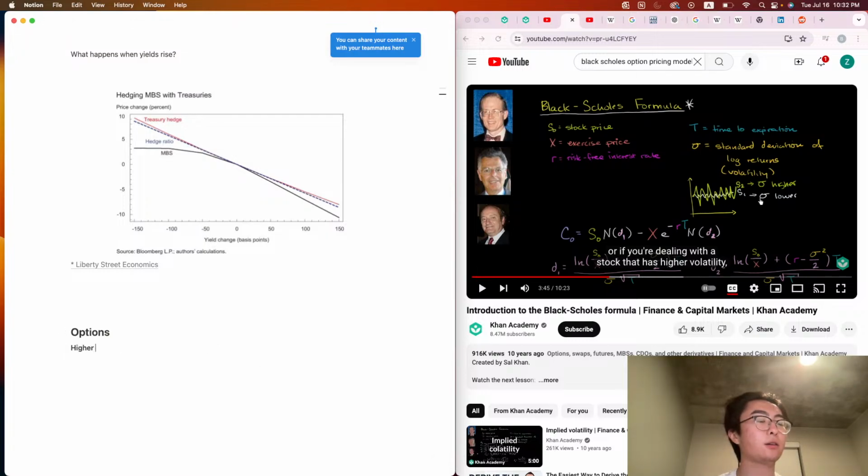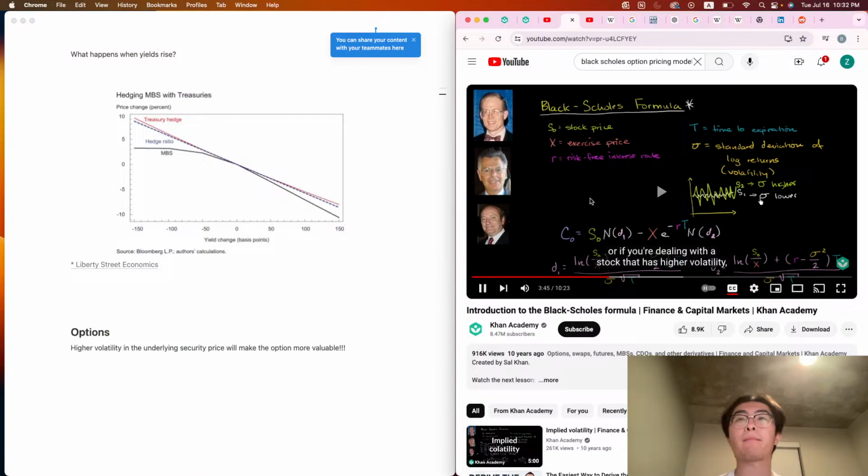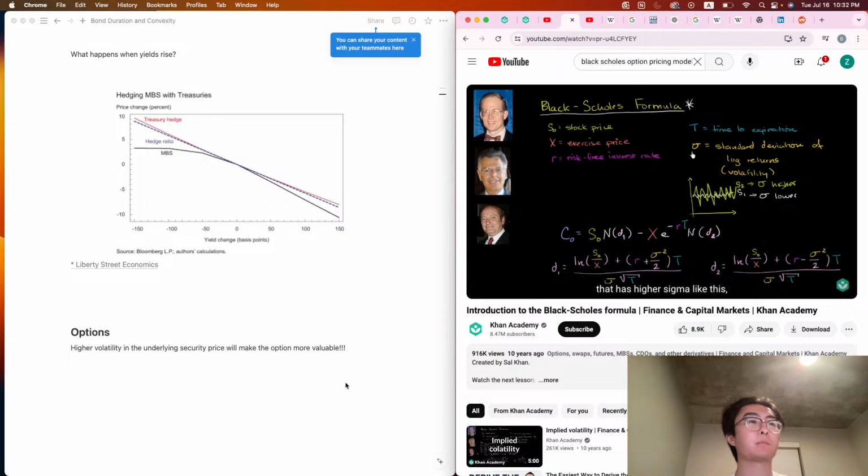So higher volatility for an underlying stock price will make the option more valuable. Volatility that has higher sigma like this feels like it would drive the value of an option up.